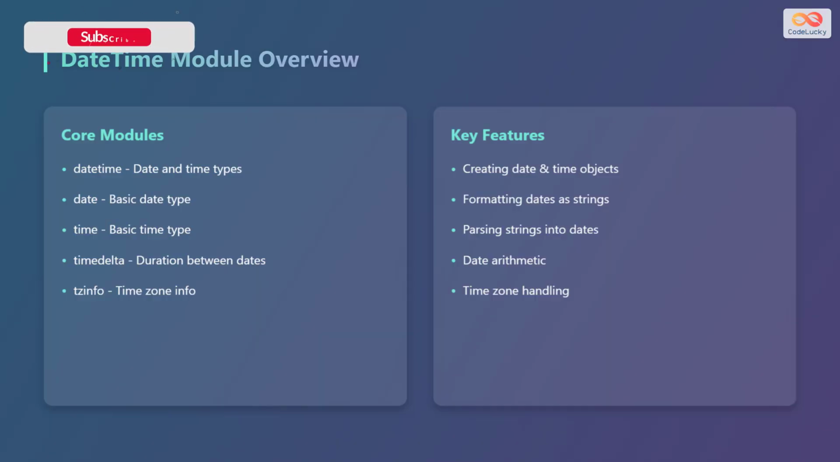Let's take a look at the DateTime module overview. The core modules include DateTime, which provides both date and time types. There's also the Date module for basic date handling, the Time module for basic time handling, TimeDelta to measure the duration between dates, and time zone information to manage time zones. The key features include creating date and time objects, formatting dates as strings, parsing strings into dates, performing date arithmetic, and handling time zones.